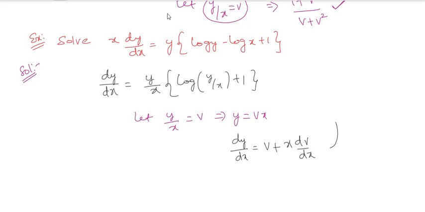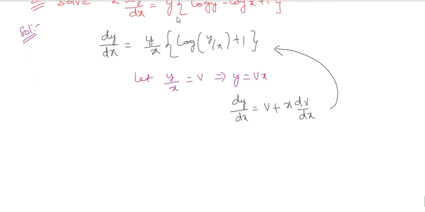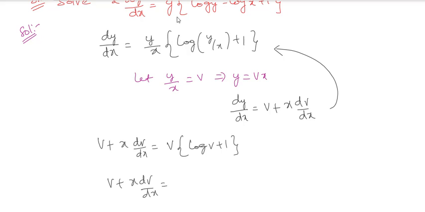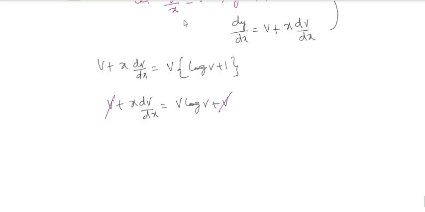So now replace all these things in this. Replace dy by dx with v plus x dv by dx, which equals y by x, that is v into log v plus 1. Am I correct or not? So v plus x dv by dx, then the simple substitution: v log v plus v will be there. If you observe properly, this v gets cancelled.